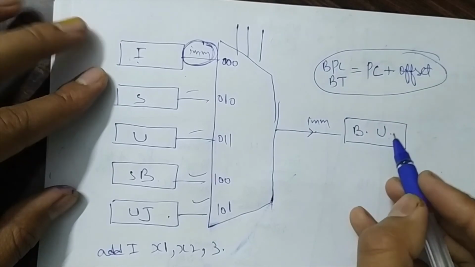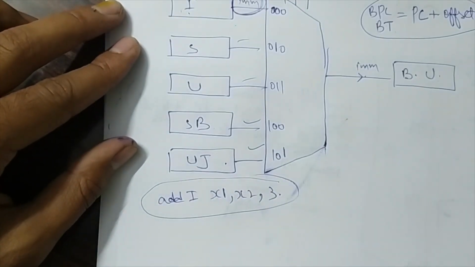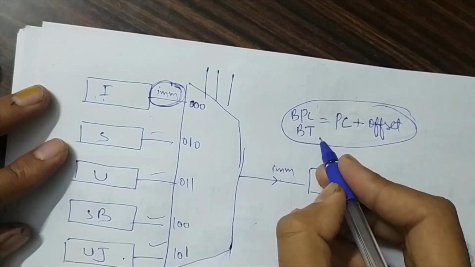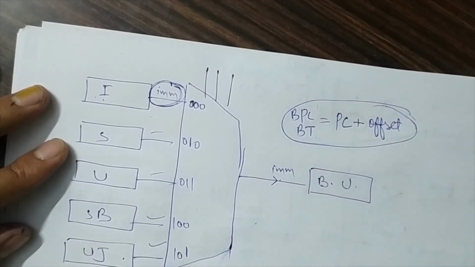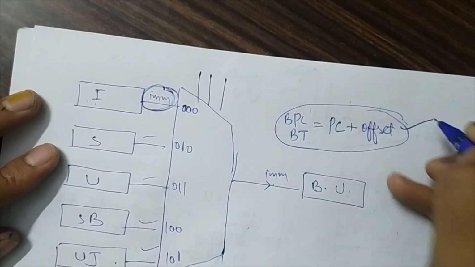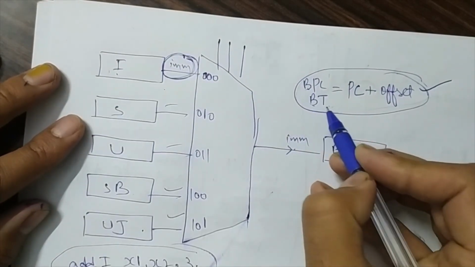Now branch unit calculates branch target, but we know that this is not a branch instruction. So why are we calculating the branch target? As I said previously, we will calculate all the components for all the instructions. Whatever we want to calculate, we will calculate it. So we are calculating a branch target here.